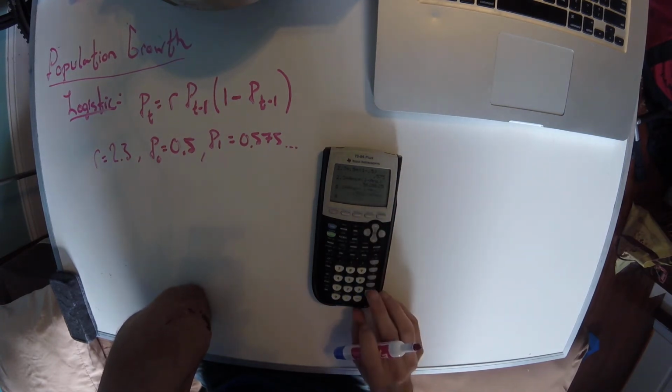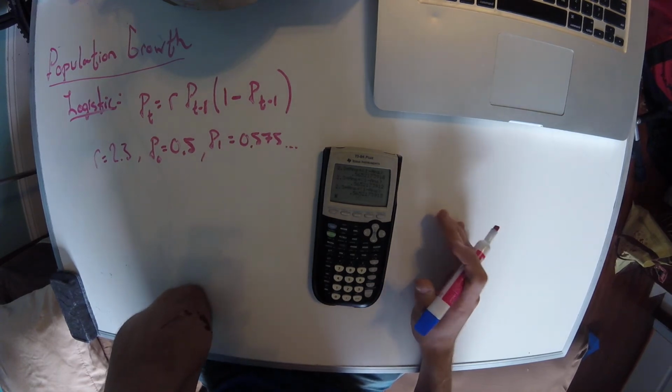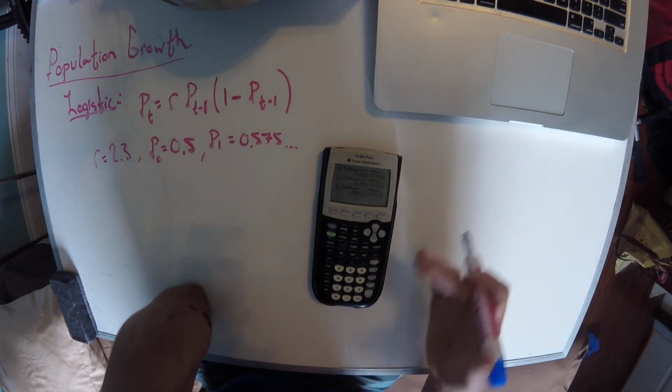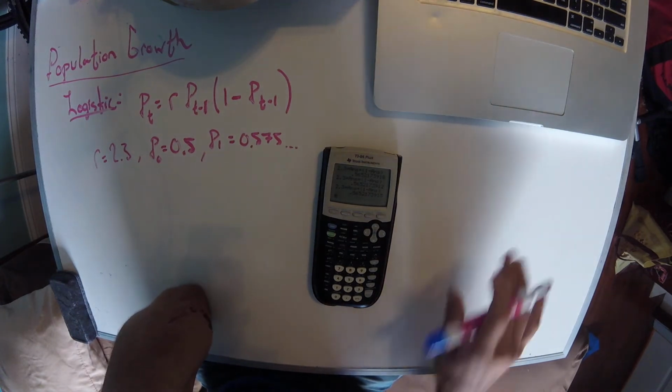So next we get 0.562, 0.566, 0.565, 0.565, 0.565. It seems to be settling on something like 0.5652. Either way, you see that we're just getting the same number again after a while. And this is okay. Biologists have known for a long time that sometimes populations just stabilize.